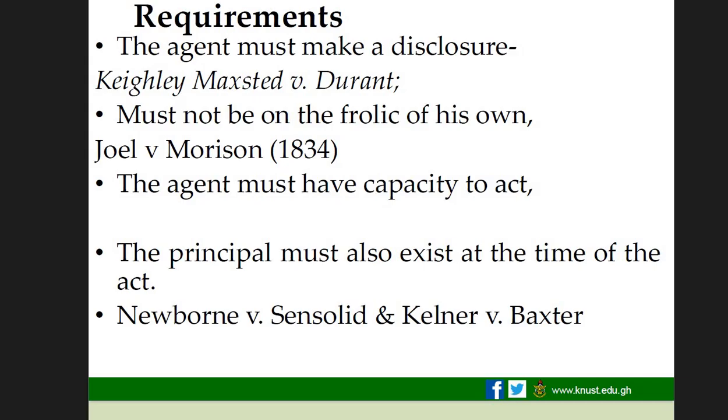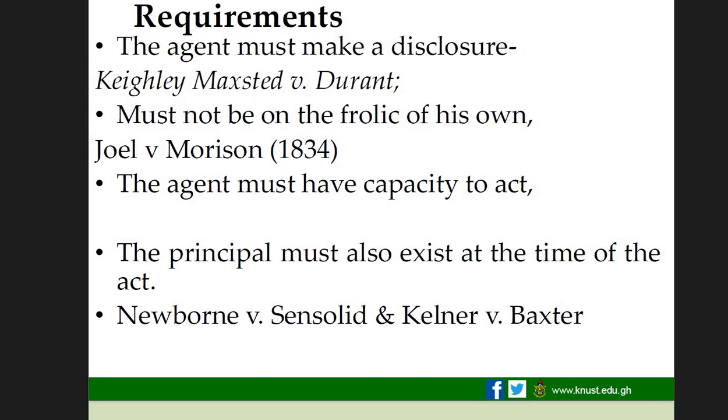So before there can be a valid ratification, the agent must not be on a frolic of his own. I hope you get it. You must act according to the orders and authority from the principal. So once the agent makes a disclosure and is acting under the principal's authority, the agent must have capacity to act.